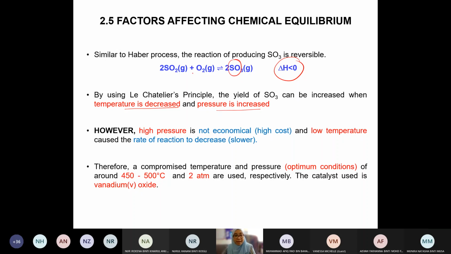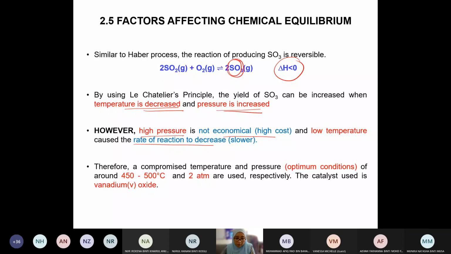So how can we manipulate the reaction so that we produce more SO3? So sama macam Haber just now. It's either we decrease the temperature or we increase the pressure. But the problem about these two methods is when it is very high pressure, it's not economical and it is very high cost. And low temperature, on the other hand, causes the rate of reaction to decrease. Increase the product, but the rate of reaction will be slower.